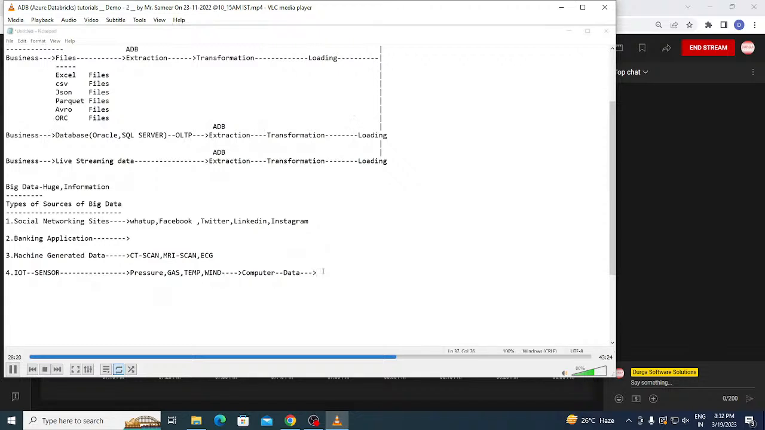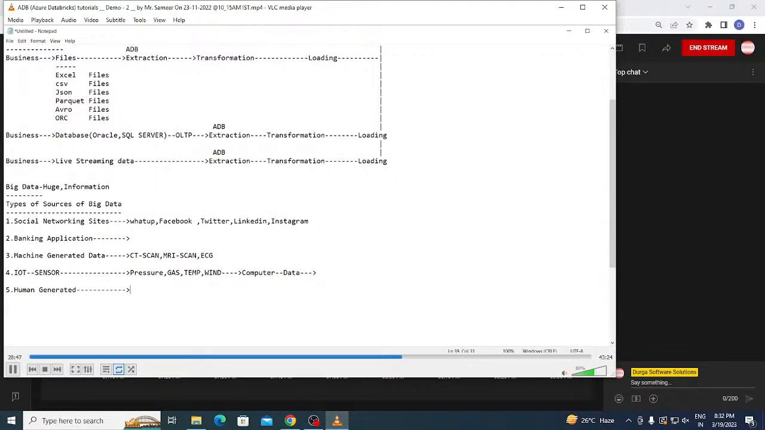Now next, after this, the fifth one is human generated data. Human generated data is not massive, but still it can be considered big data only. Human generated data means the data which is generated by you and me, the normal routine data. So this is also considered part of big data.